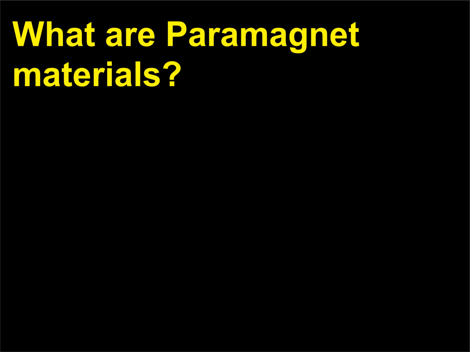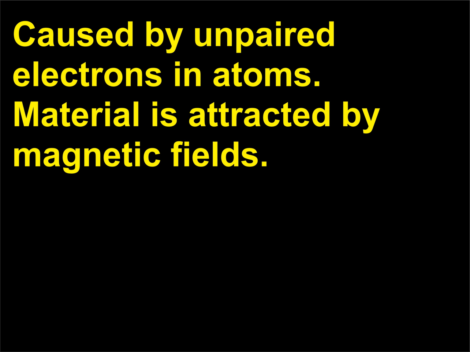What are paramagnetic materials? Paramagnetism is caused by unpaired electrons in atoms. The material is attracted by magnetic fields.